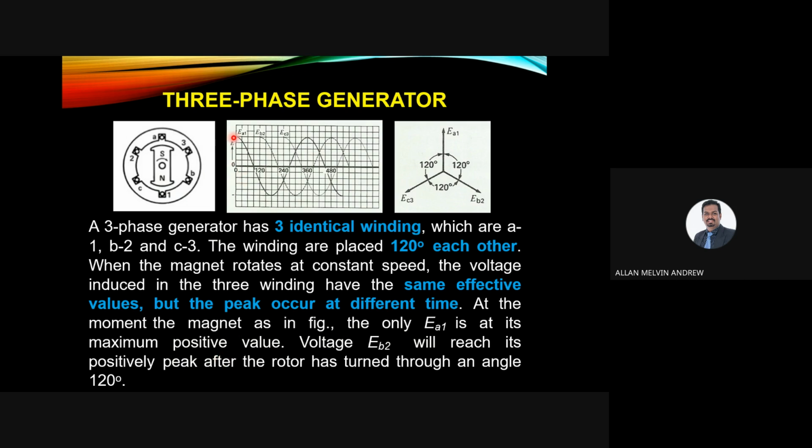So here, voltage EB2 will reach its positive peak after the rotor has turned through an angle of 120 degrees. At this angle of 120, EB2 is maximum, then it will start.